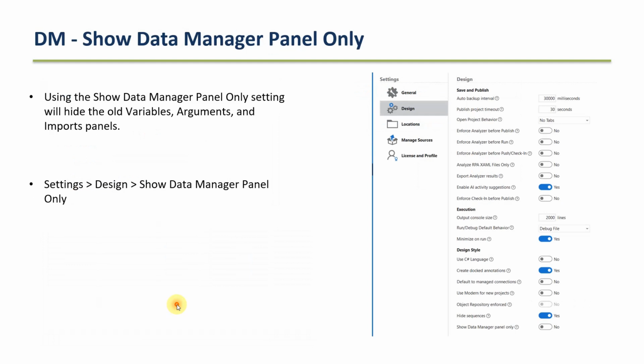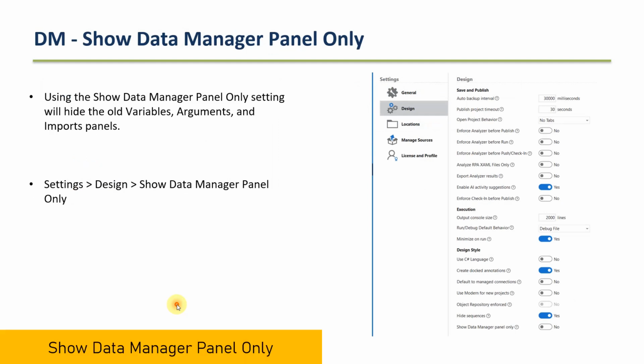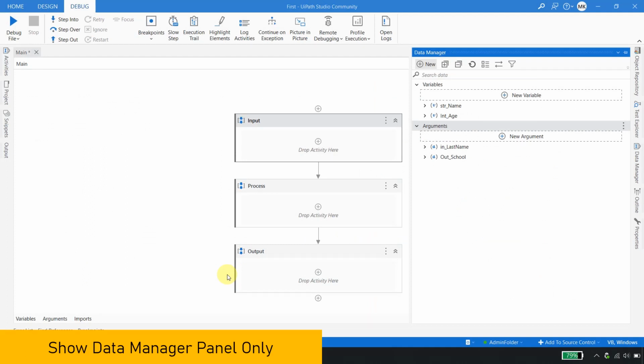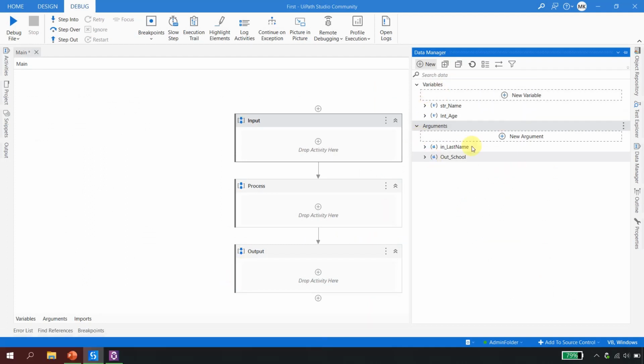Next, there is an option in the setting of the newer version where you can actually decide to work only on the data manager panel. Now, what does that mean? Let me go back to my UiPath Studio. Now, if you see, as of now in my UiPath Studio, I have this variable and arguments here as well. I have this variable manager and variable arguments and imports here as well.